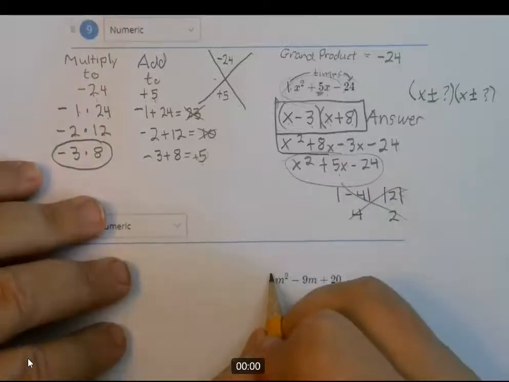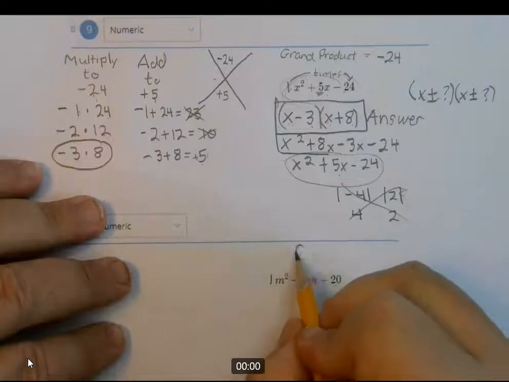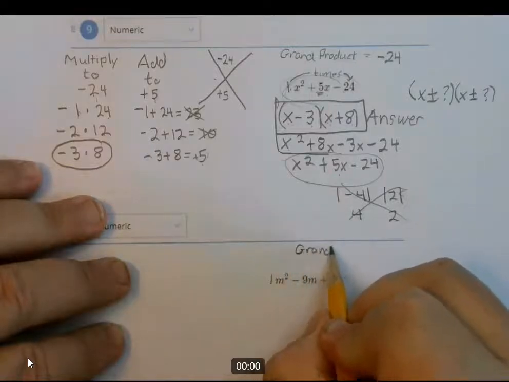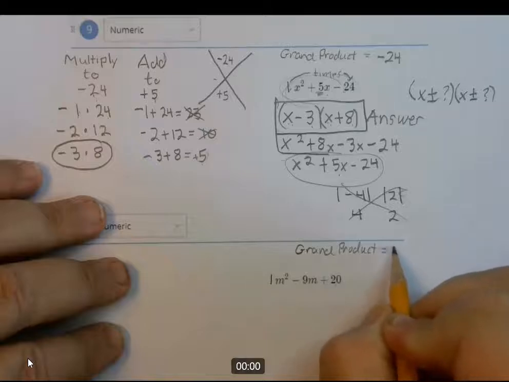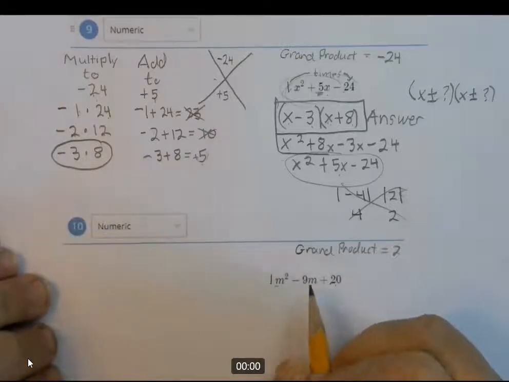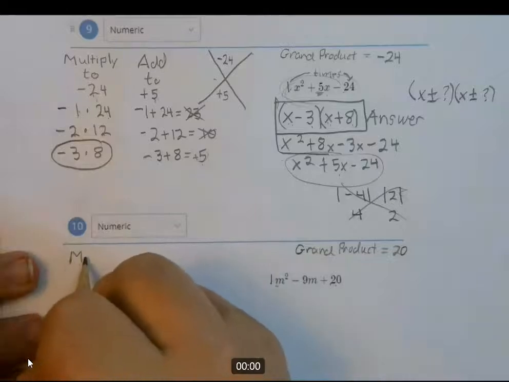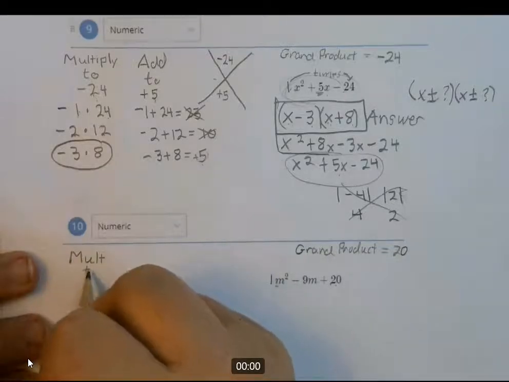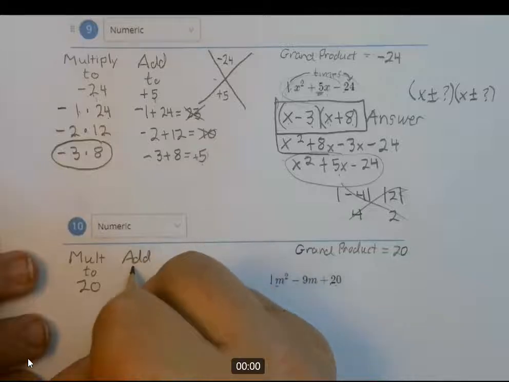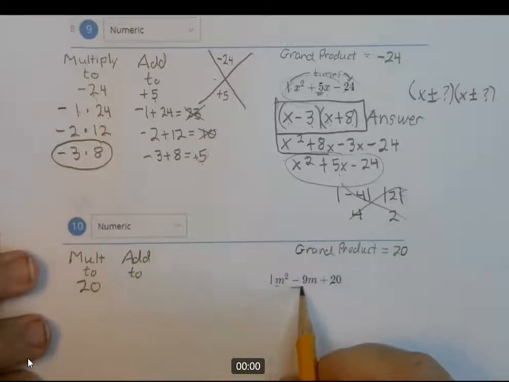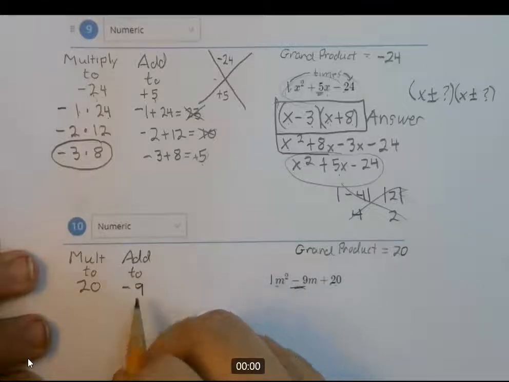So what's the grand product? Again, I'm going to write a 1 there. So it's 1 times 20, so the grand product is equal to 20. I come over here and I have to multiply to the grand product, 20, and they have to add up to this number right here, -9. So let's reason that out.